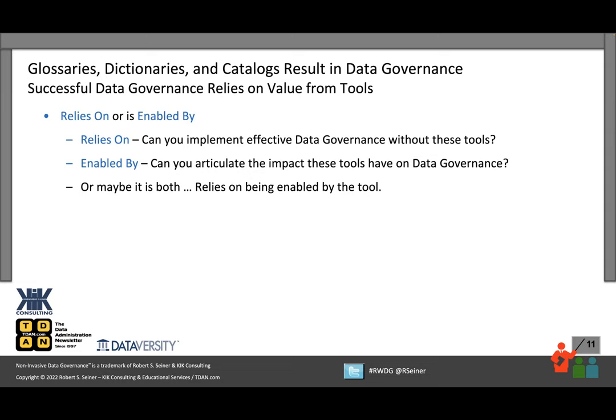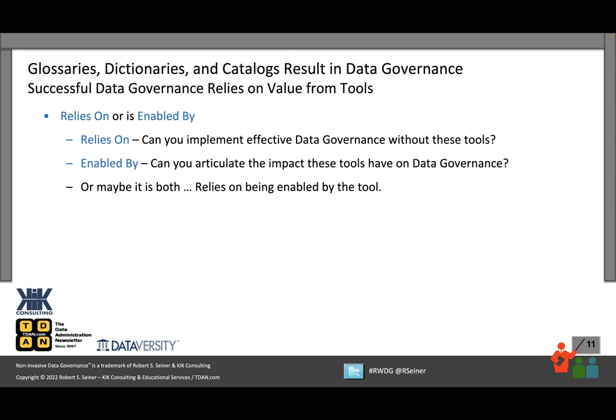So I would say that data governance relies on the value from the tools, but also data governance becomes enabled for all the reasons that Jim talked about at the beginning of the session. Data governance is going to be enabled by the use of a data catalog. All of those pillars that Jim talked about are going to be supported by effective data governance. And so the question is, can you really articulate the impact that all of these different tools, like the glossary, the dictionary, and the catalog, have on data governance?